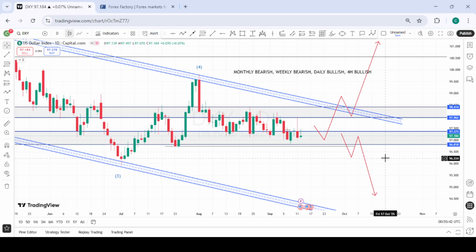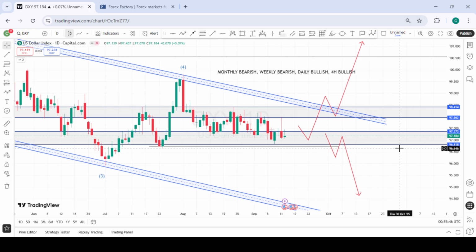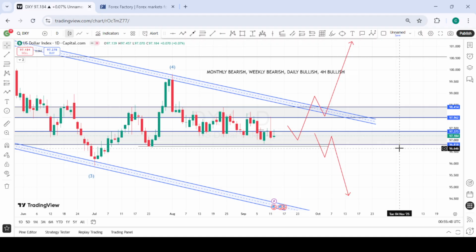But the bullish option we have, if we go down to the 4-hour time frame, price has actually shifted bullish on the 4-hour time frame. So looking at the various time frames, on a monthly perspective, price is bearish. On a weekly, price is bearish. On the daily perspective, price is bullish, and on the 4-hour perspective, price has also now shifted bullish. So there's a bit of contention with the various time frames at the moment.